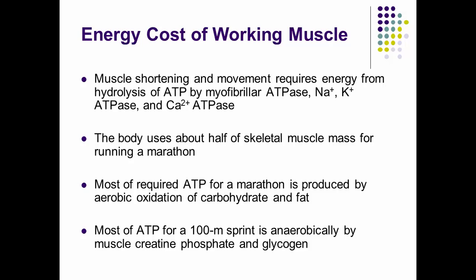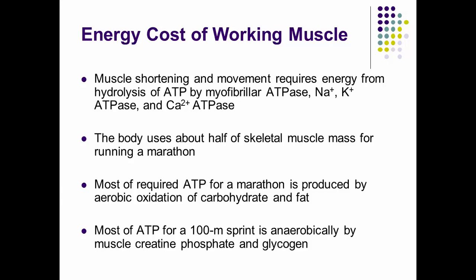And the energy cost of working muscle, so how energy is produced, is basically from ATP, right? We need to break down ATP to release energy from ATP molecules. Muscle contraction requires energy from hydrolysis of ATP by several different ATPases, like the sodium-potassium ATPase and calcium ATPase. Actually, the body uses only half of the skeletal muscle mass for running a marathon. So not all the muscle is involved in exercise during a marathon.